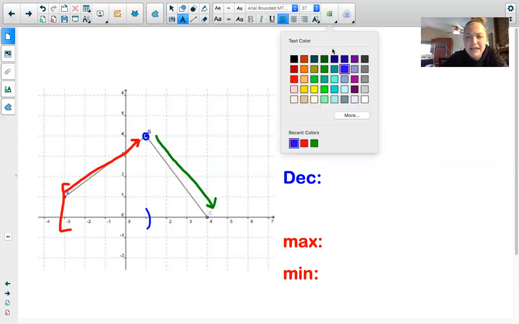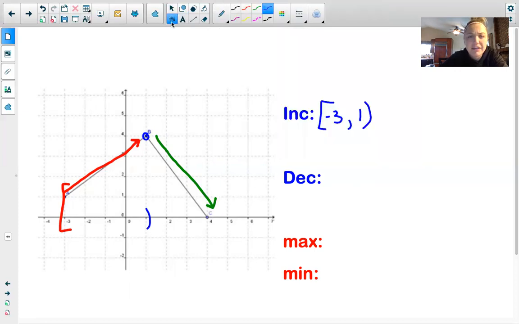On that decreasing interval, let's change this to green. Okay, so on my decreasing interval, again, it starts here, but remember that's that top special point where it's not technically going uphill or downhill up here. So I'm going to start by saying open circle at 1. And I'll get rid of this guy. Okay, we got our open circle now at 1, and then it stops over here at 4.